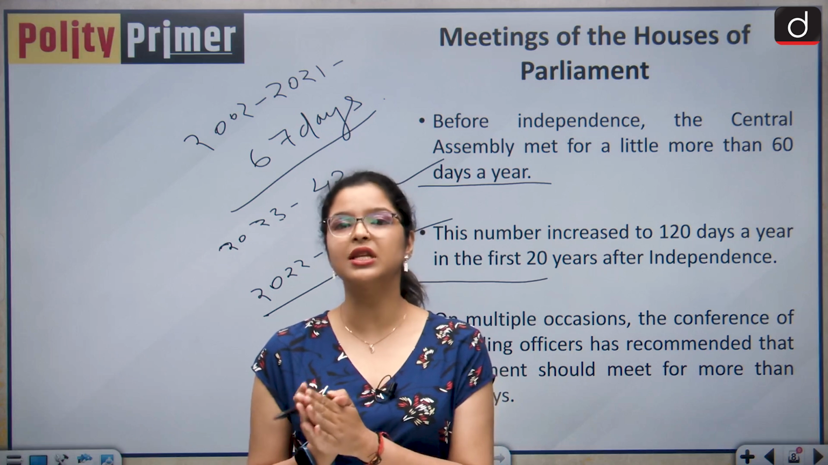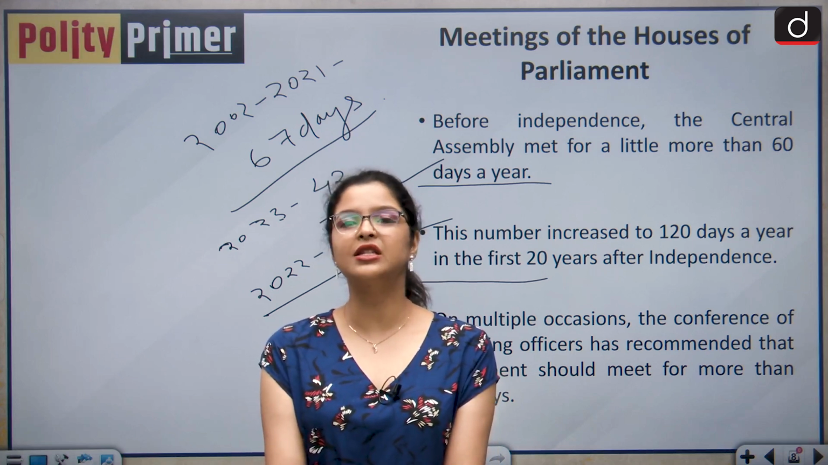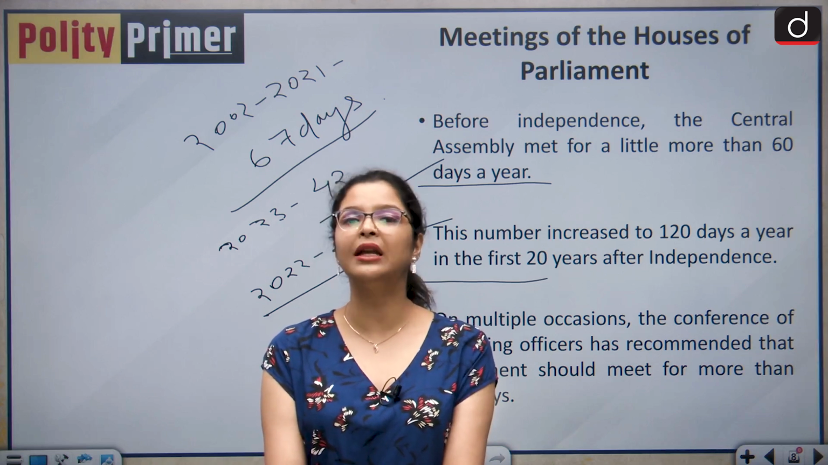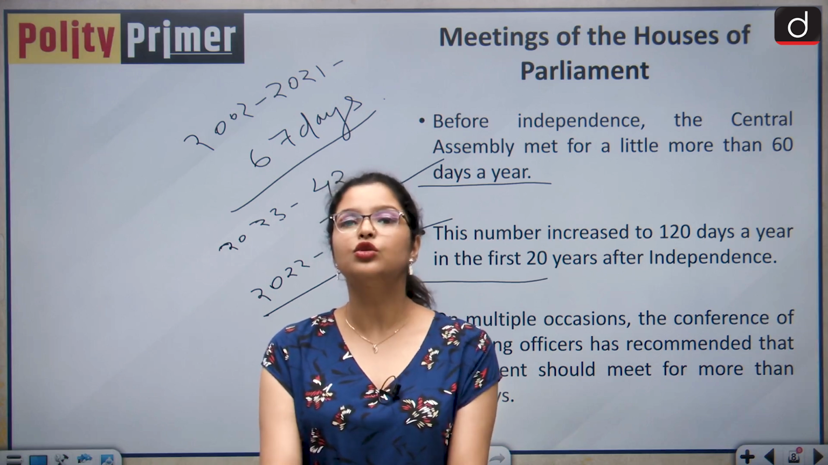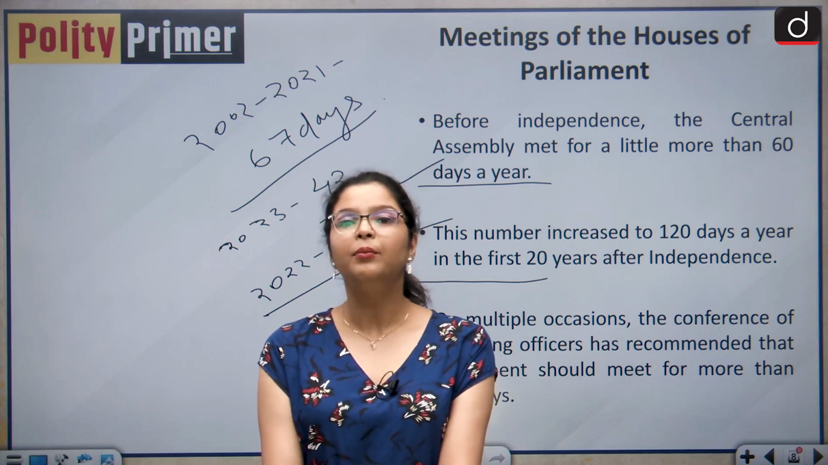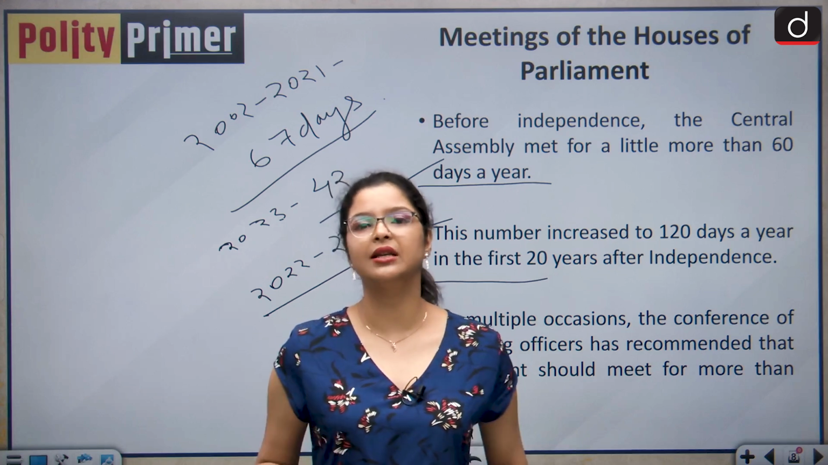It was also suggested to the Constituent Assembly when our Indian Constitution was being formed, by the members of the Constituent Assembly, that the Parliament should meet for more than 100 days in a year so as to conduct their business efficiently and effectively. But this suggestion was not accepted in the Constituent Assembly.